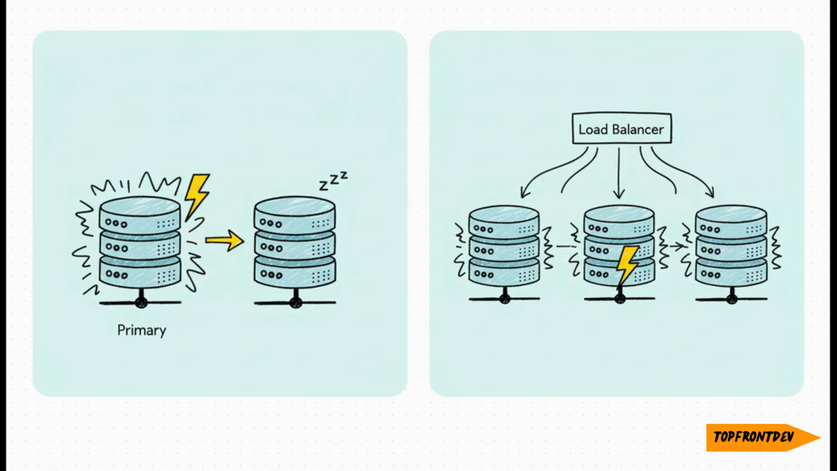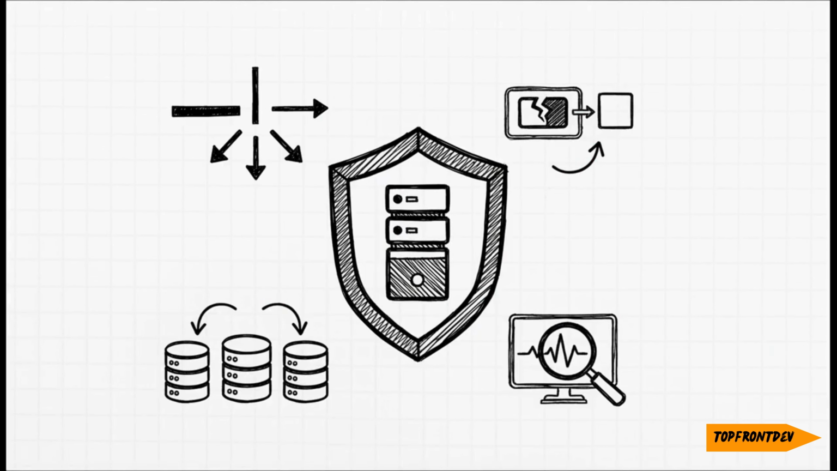Then you have active redundancy, where all your components are working at the same time, probably sharing the load. If one of them fails, the others just absorb its work without skipping a beat. But redundancy by itself isn't enough.